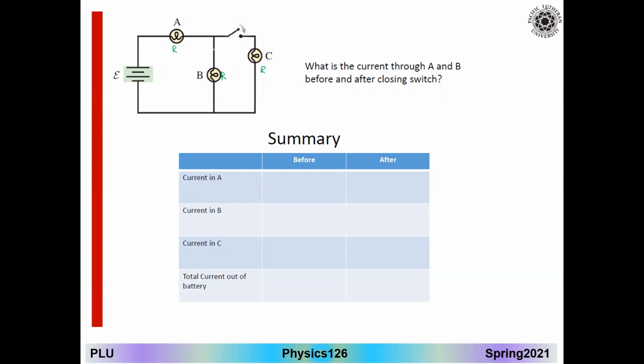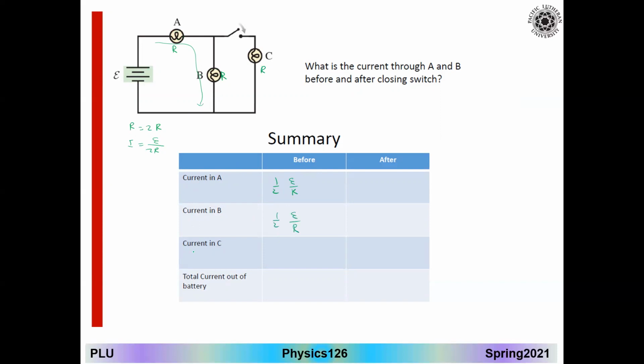In the first one, since the switch is open, I have no current here. So basically my current goes this way. The equivalent resistance will be 2R. My current should be E divided by 2R. So the current through A, since they are in series, is the same current through B. So here I have half E divided by R. Current through B, the same thing, half E divided by R.